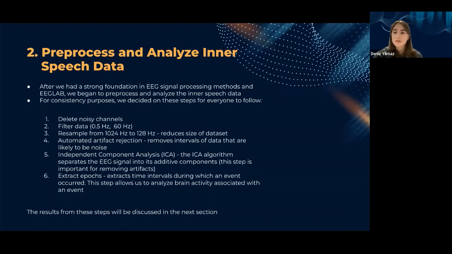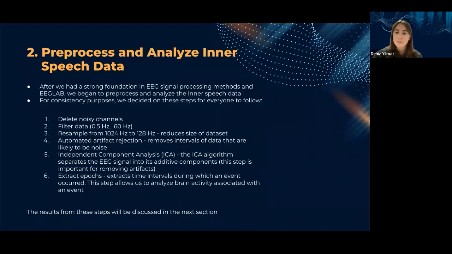The first step was to delete any noisy channels, and next we filter the data by excluding any signal below 0.5 Hertz and any signal above 60 Hertz. Then we resampled the data from 1024 Hertz to 128 Hertz, which reduced the size of the data set, making it easier to manage and also faster to run algorithms on.